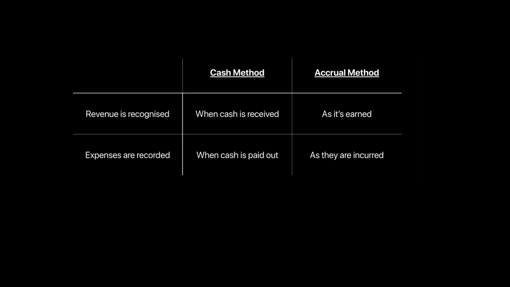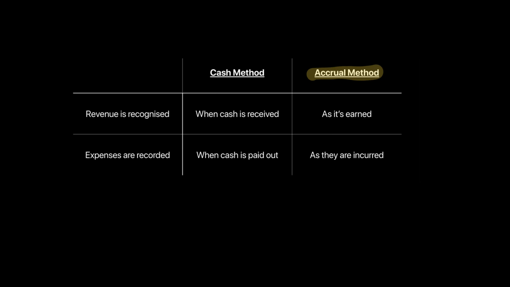But what we follow up till now is called the accrual method. Under the accrual method, we record revenue when it is earned rather than when cash is received. So if we sell goods to a customer, that will be recorded as revenue, whereas expenses will be recorded when they're incurred. Right? That's the cash method, that's the accrual method.